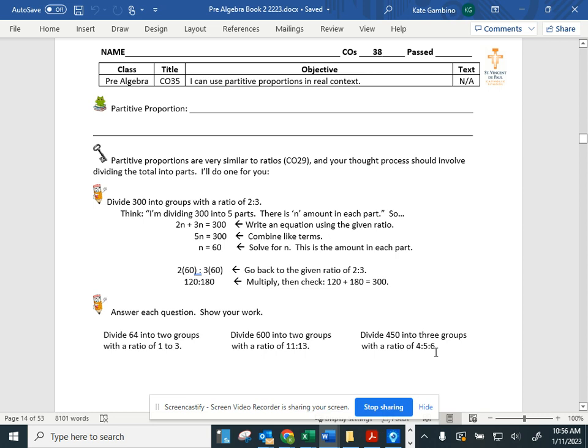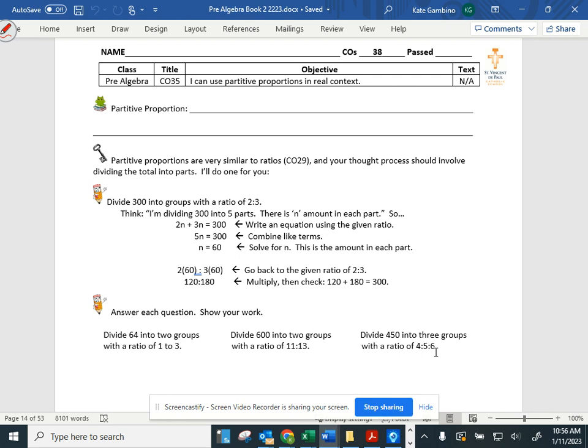Good morning. Today we are going to continue on with those proportions that we started yesterday with CO34. Today with CO35, we are doing partitive proportions in real context. So a partitive proportion, which is not a word that I use in my everyday life. It is a new word for me, but don't be scared by it.